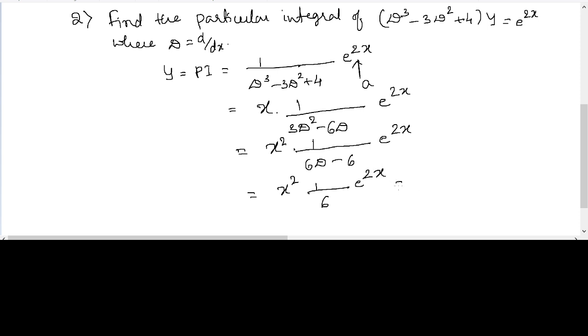Therefore we don't get 0 here, so that is giving us the complete result, x square into e to the power of 2x upon 6. This becomes the particular integral of the given differential equation.